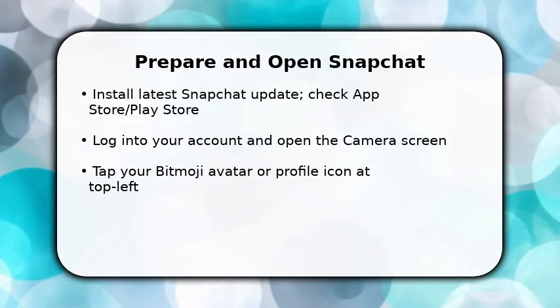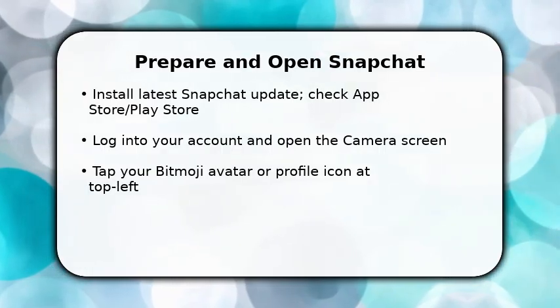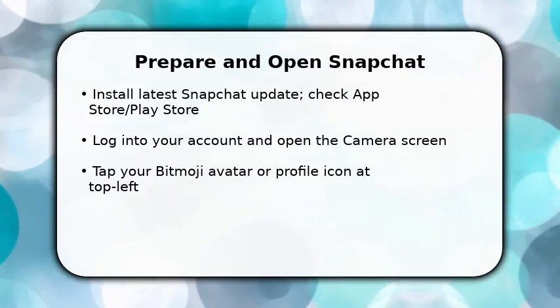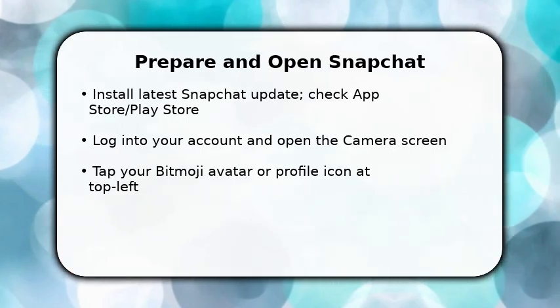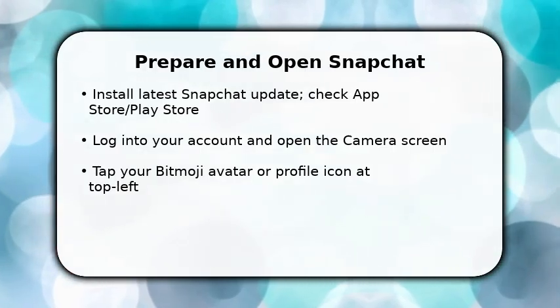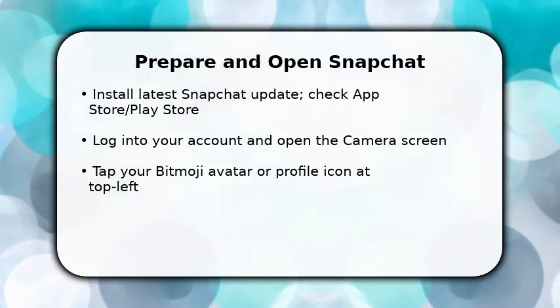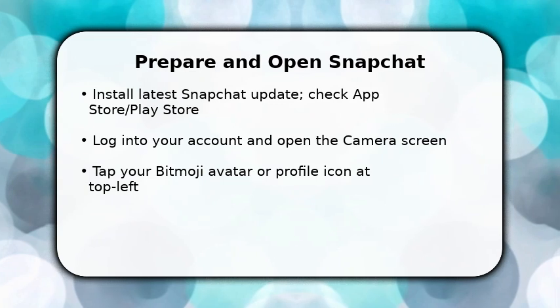Tap your Bitmoji avatar or profile icon at the top left to access your profile and Bitmoji settings. You're doing this now to reach the place where you can edit and swap sticker packs. Make sure your Bitmoji is linked. Otherwise, you'll only see default emojis instead of customizable Bitmoji sticker options.